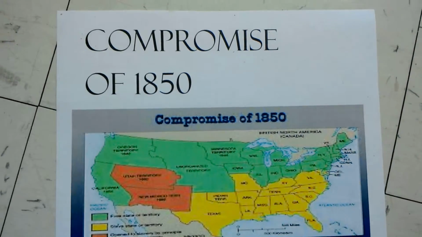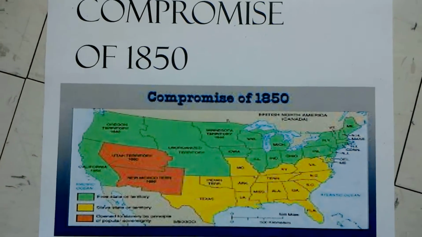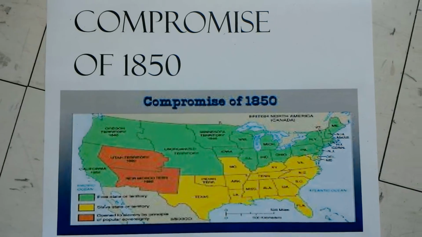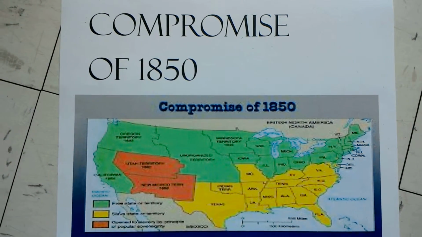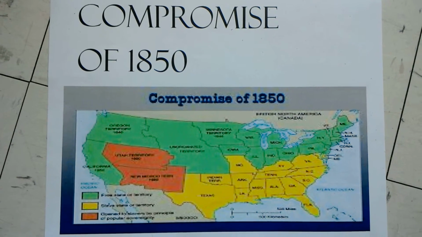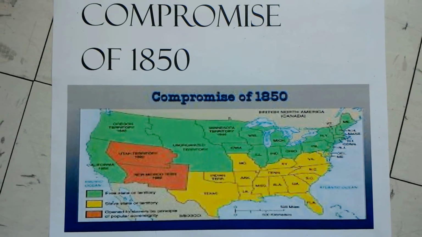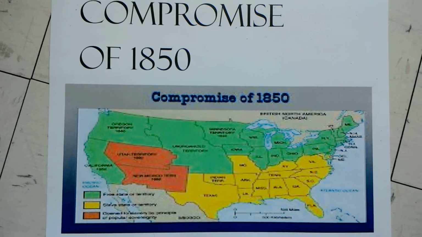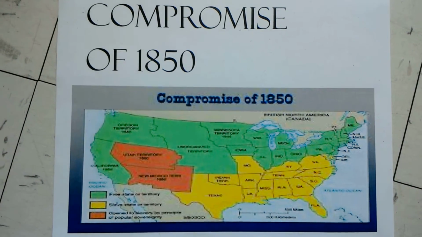Slide 5, the Compromise of 1850. The Compromise of 1850 was a huge win for the North, as it was made against the Missouri Compromise. The Union won California as a free state and abolished the slave trade. However, this also put the Fugitive Slave Law into action.